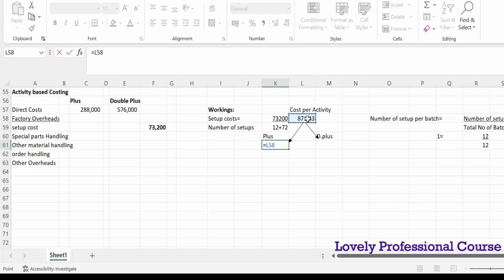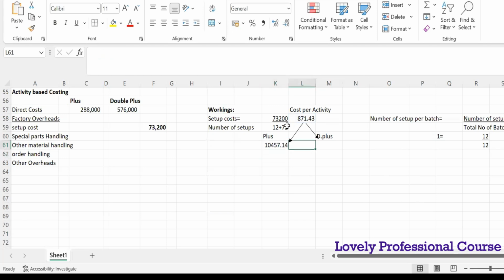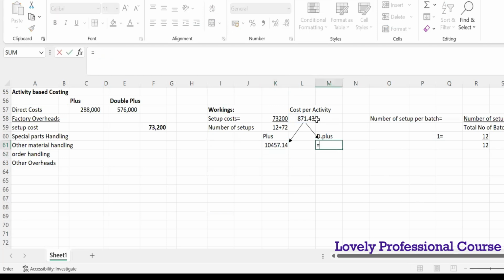Okay, let me take this cost per activity. How we said to allocate, you take this cost per activity multiplied by this 12 for plus. For double plus, you multiply by this 72. So I multiply by this 12 because this is the number of setups required to produce plus. So I'm going to have this figure. And then here also I'm going to have this cost per activity, then I multiply by this 72. I read together, then it gives me this.